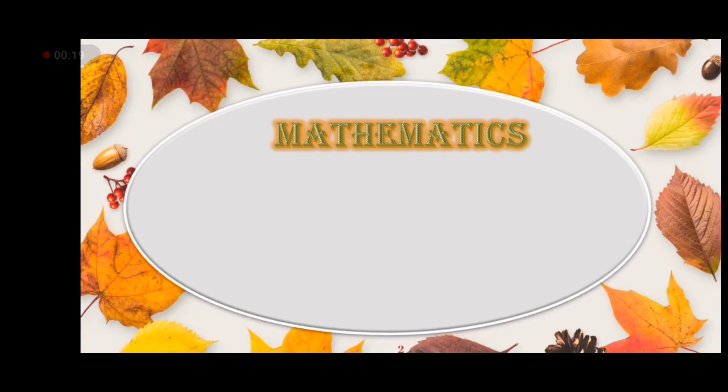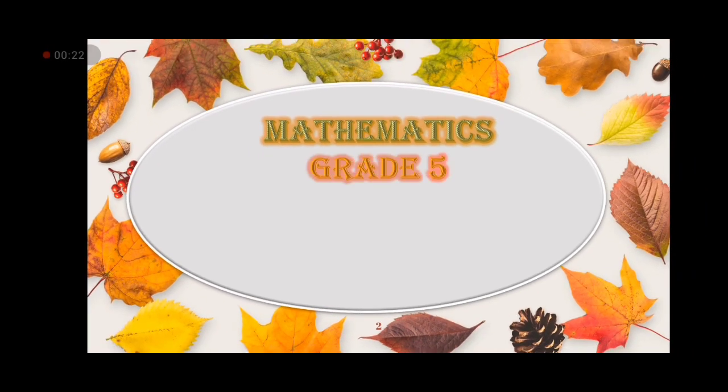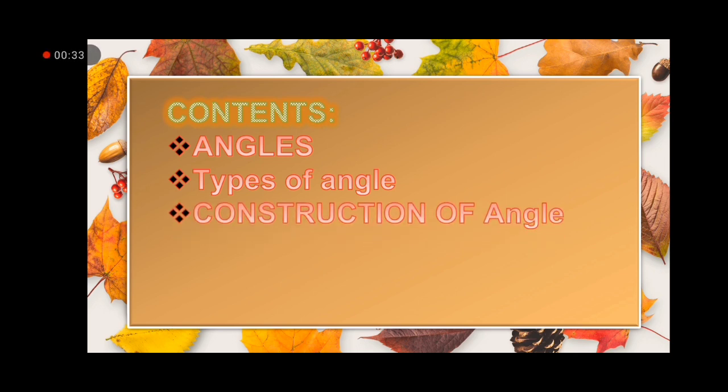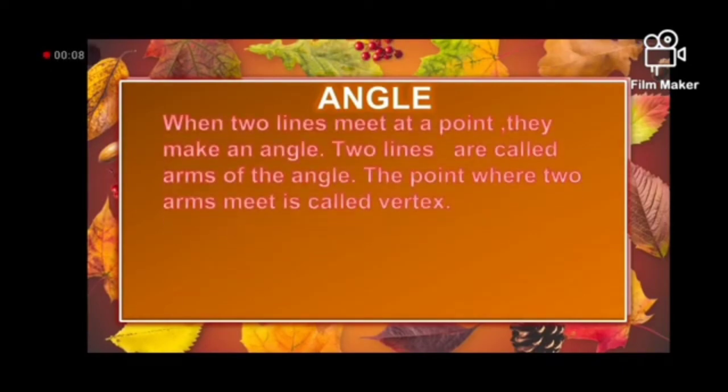Students, today we are going to start the new topic, that is angle. With angle, we also discuss the types of angle as well as the construction of angle with the help of protractor. So let's discuss the definition of angle. When two lines meet at a point, they make an angle. The two lines are called the arms of the angle, and the point where two arms meet is called vertex.